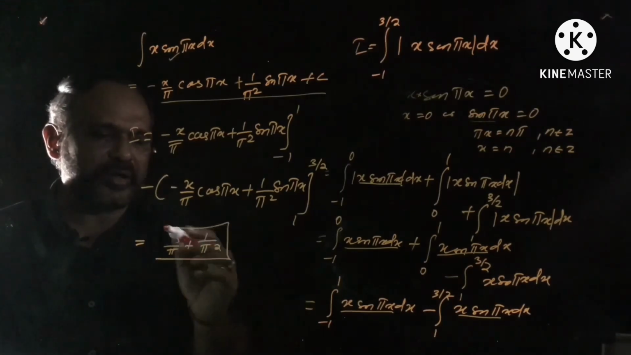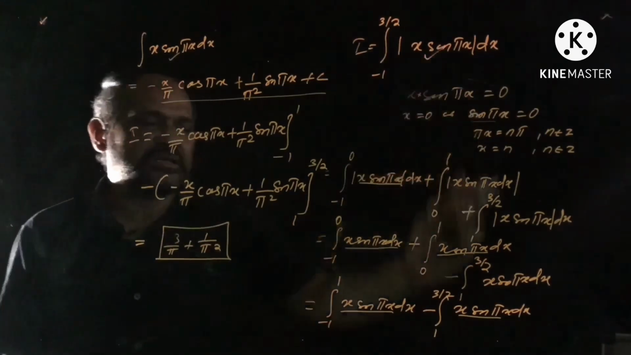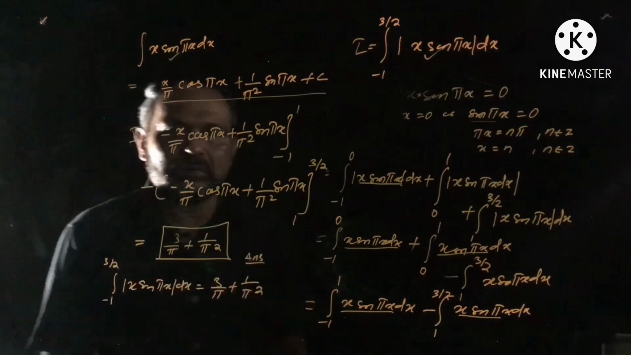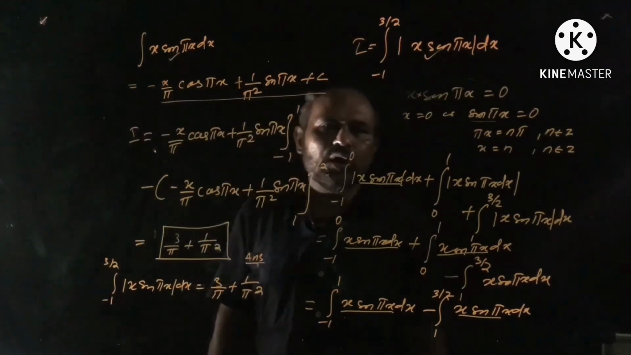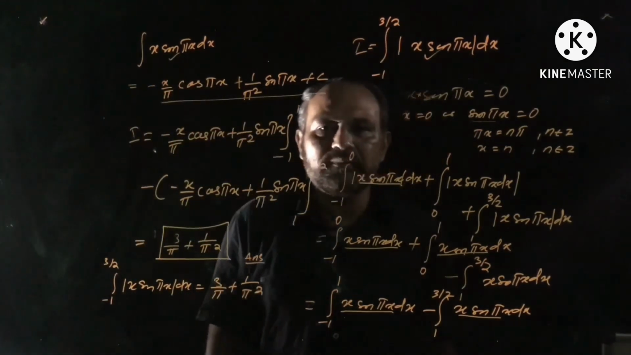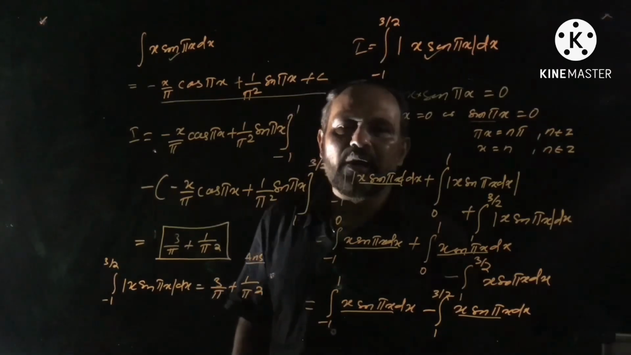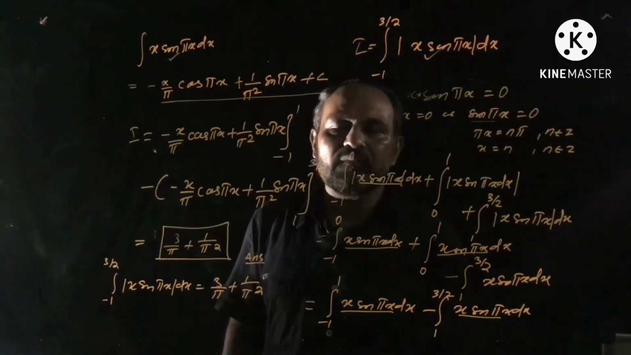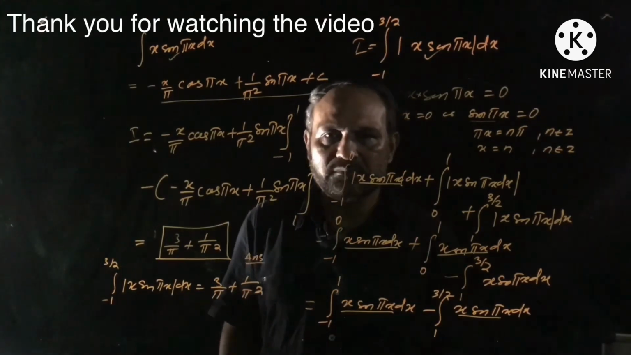So this is the value of I. I think all of you understood the process of how to evaluate the definite integral of a modulus function. Thank you.